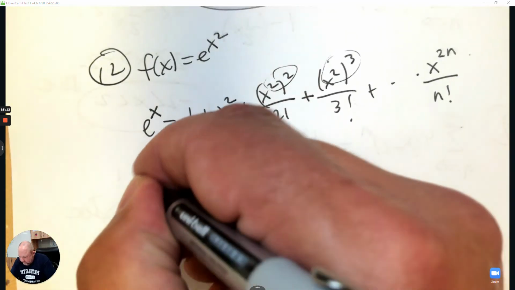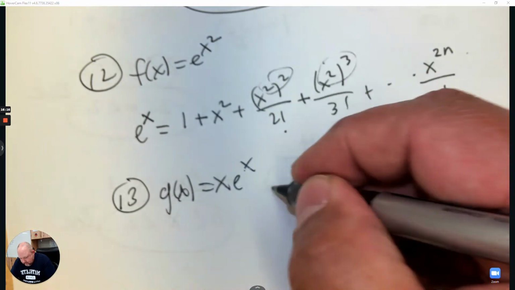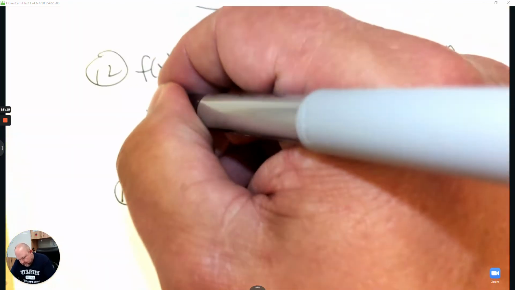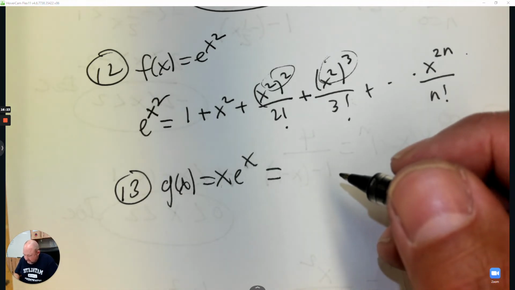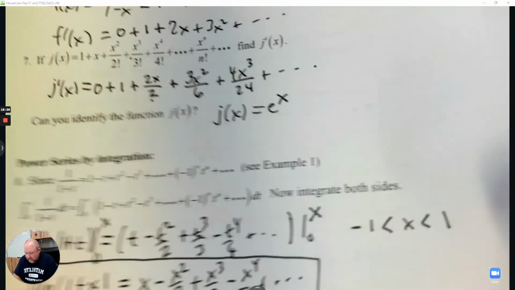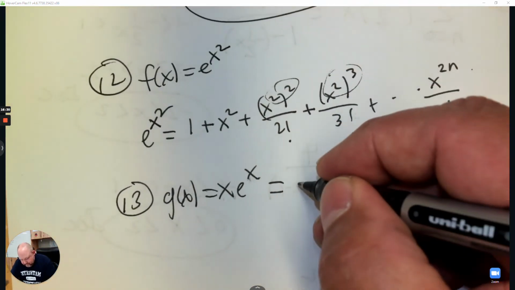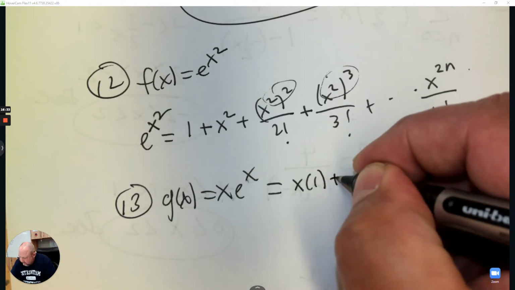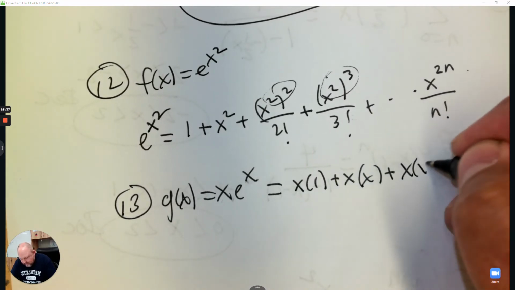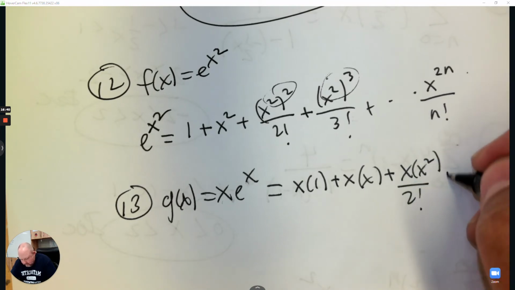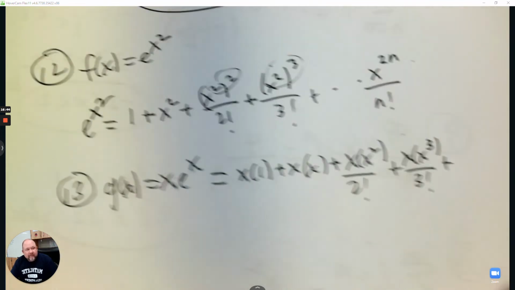13. So again, I'm going to take the result that we did with e to the x and just multiply it by x. So I take this result and just multiply it by x. So x times 1, x times x, x times x squared over 2 factorial, x times x cubed over 3 factorial, and so on.